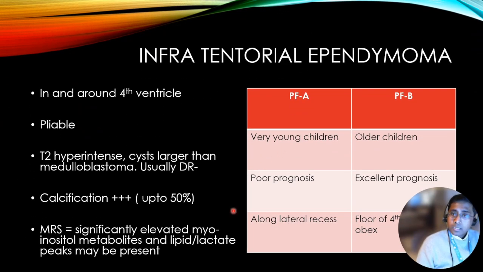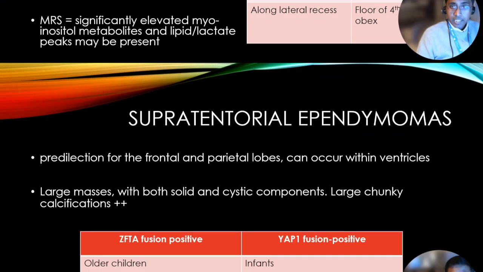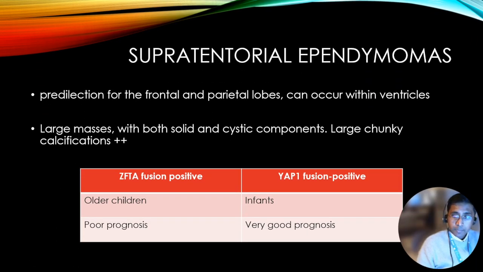And remember, ependymomas in the posterior fossa can be either type A or type B, and type A tends to occur in very young children with a poorer prognosis. They tend to go laterally, whereas type B ependymomas are more usual in the older child. They have an excellent prognosis and they tend to go inferiorly into the floor of the fourth ventricle. Remember, they tend to get calcified as well. 50% of them show some degree of calcifications.